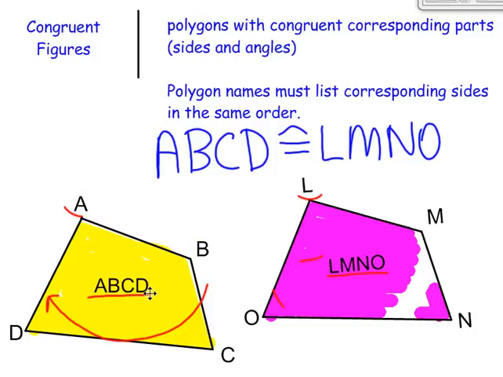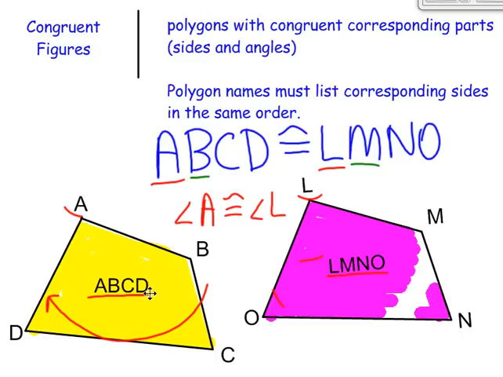For instance, because I know that the letters in each name correspond to, or are corresponding angles, I then know that the first letter here and the first letter here are corresponding angles. So I know that angle A is congruent to angle L. And I can continue doing that through the name here. I could tell you that angle B is going to be congruent to angle M.